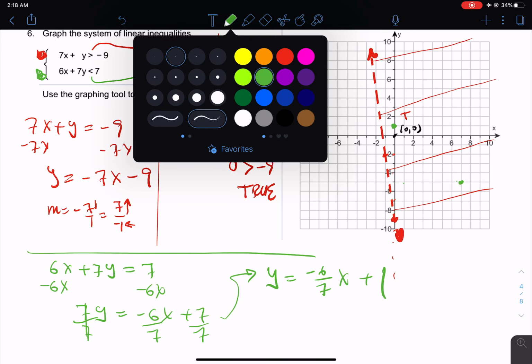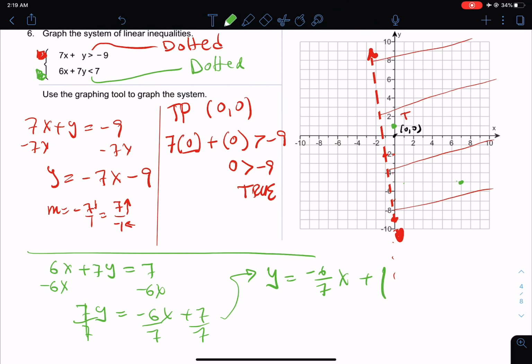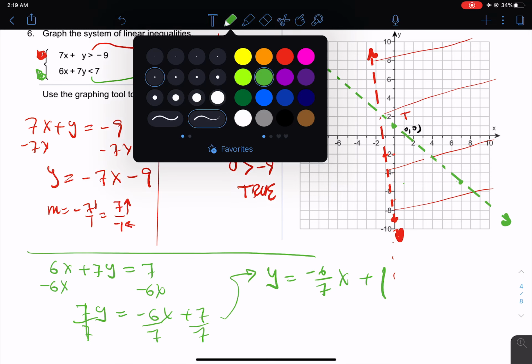Now I want to make a dotted line. I'm going to make it a little bit bigger so we can see it, so if I can be accurate. Somewhere in there. Go through and turn it into a dotted line. All right. And which side do we shade on now?